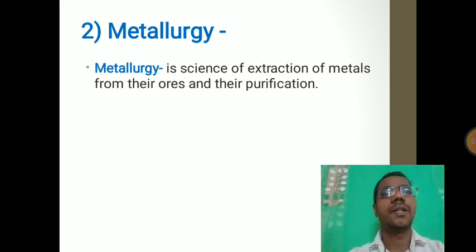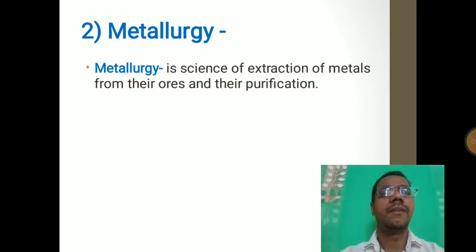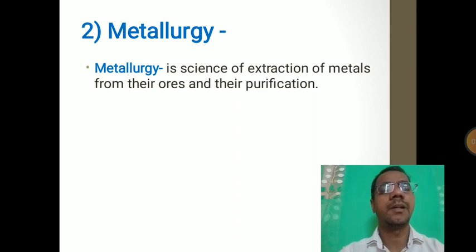So what kind of process do we require? This process is nothing but metallurgy. I hope you understood what metallurgy is. It is a branch of science which deals with the study of extraction of metals. What is meant by extraction of metal? Metals are isolated, metals are obtained. How will they be obtained? From their ores. What is meant by ores? Ores are compounds in which metal is present.